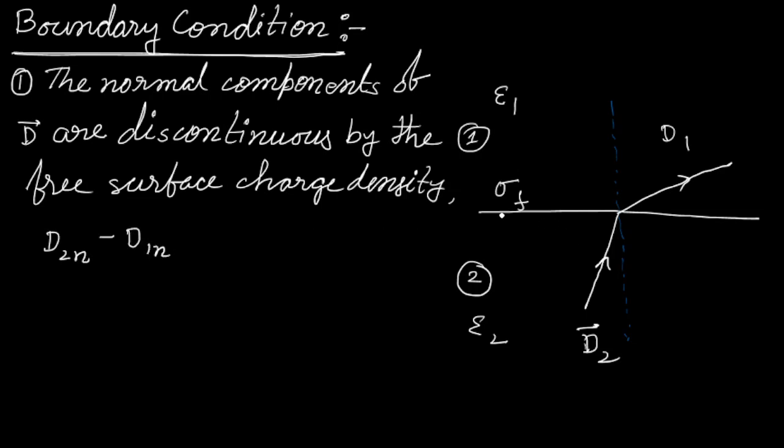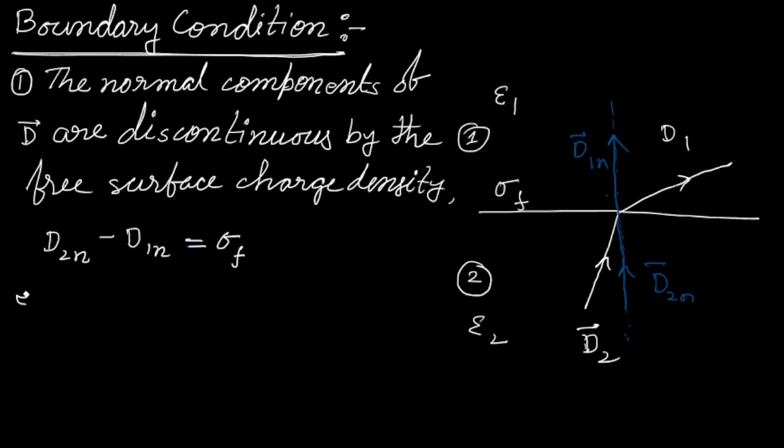This will be the normal component of this displacement vector D1, and this will be the normal component of displacement vector D2. So this will be D2n and this will be D1n. These two components, the normal component of displacement vector D2 and the normal component of displacement vector D1, are discontinuous by the free surface charge density on the interface, sigma free.